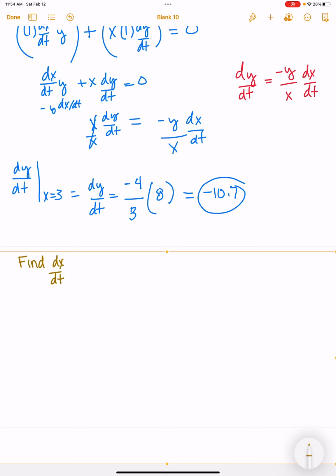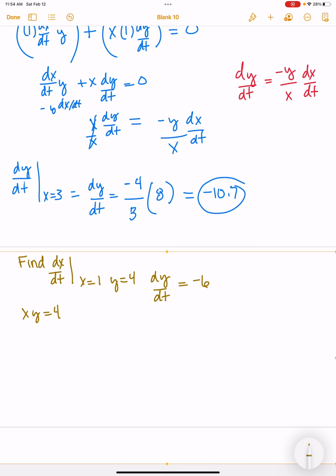So we're going to be using the same equation when x equals 1 and y equals 4 and dy/dt equals -6. Okay, so we have the same equation, which is xy equals 4.